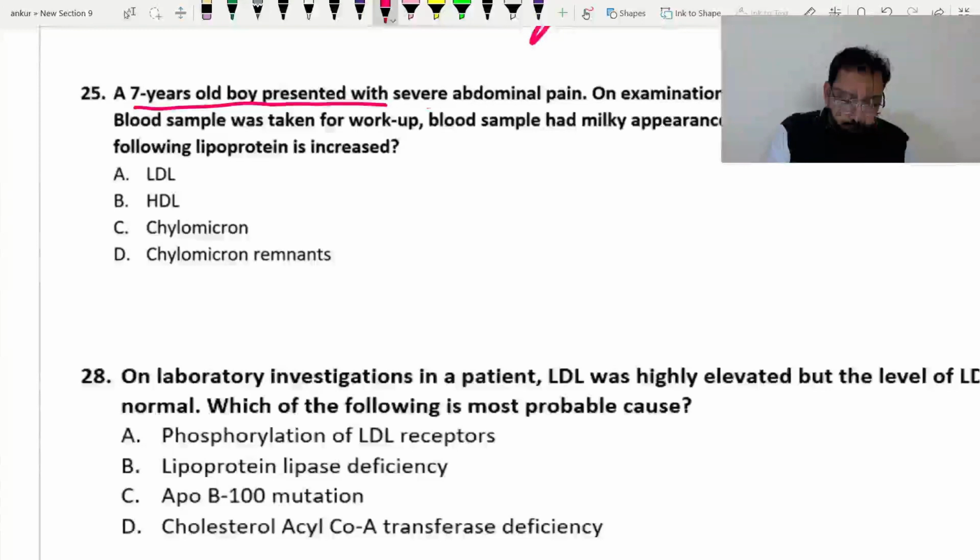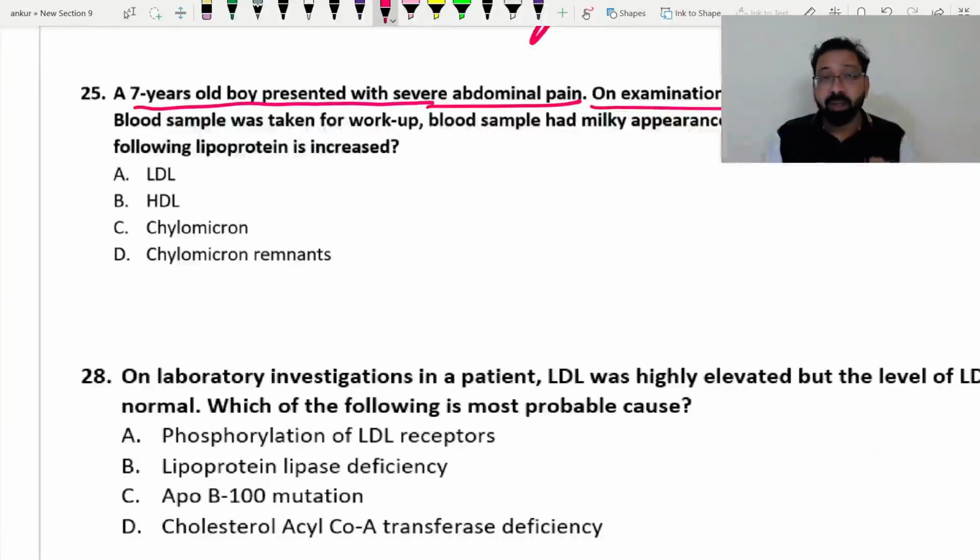A 7-year-old boy presented with severe abdominal pain, acute abdomen. Acute abdomen may be due to acute pancreatitis. On examination, he had xanthomas. Usually, whenever triglyceride is increased, eruptive xanthomas are there. They have not mentioned it, but you will remember.